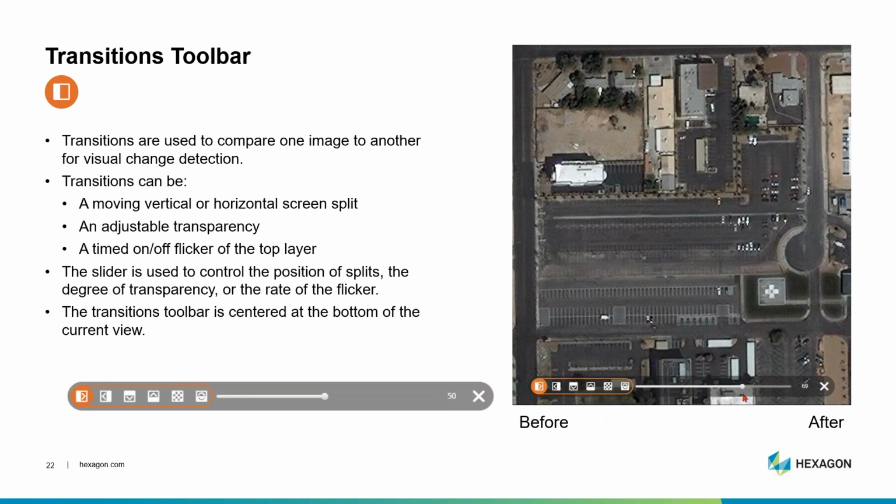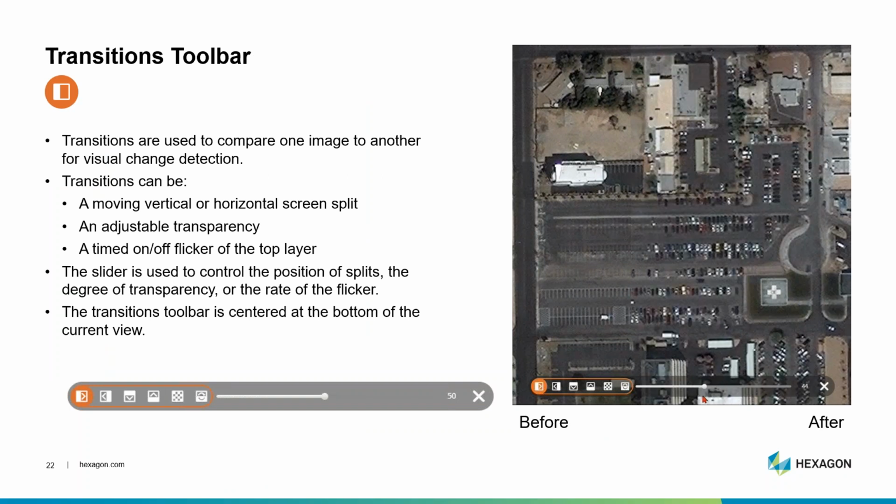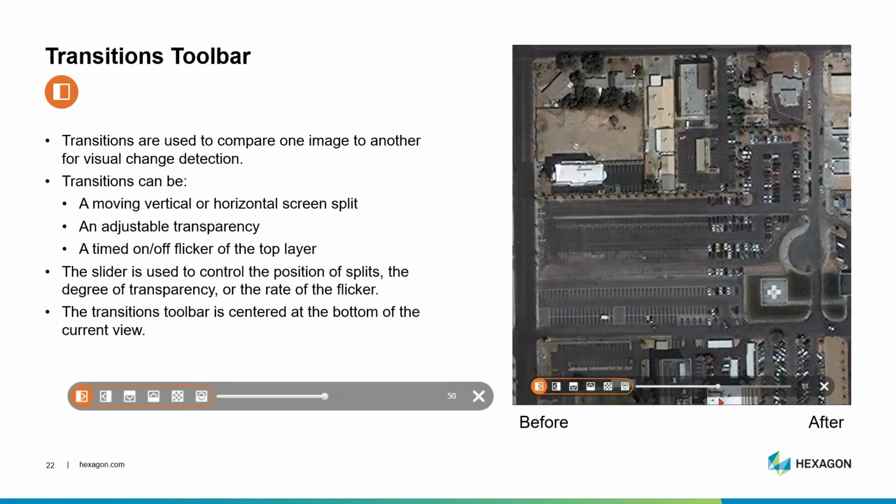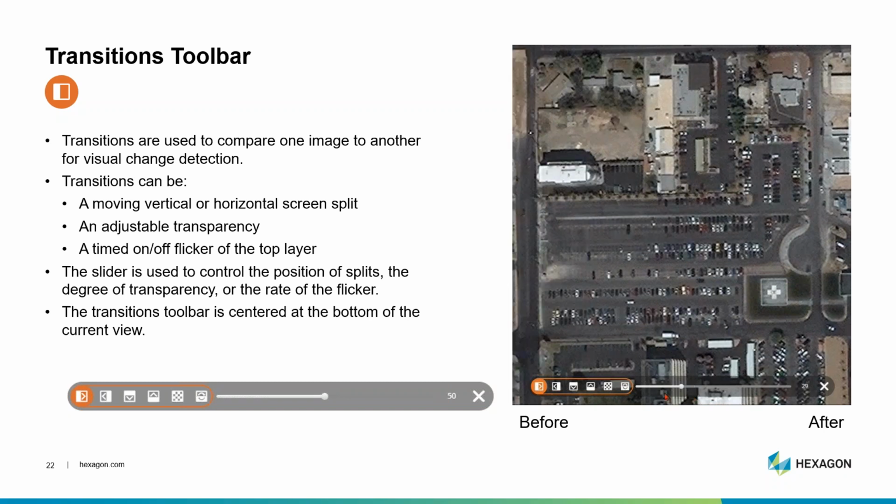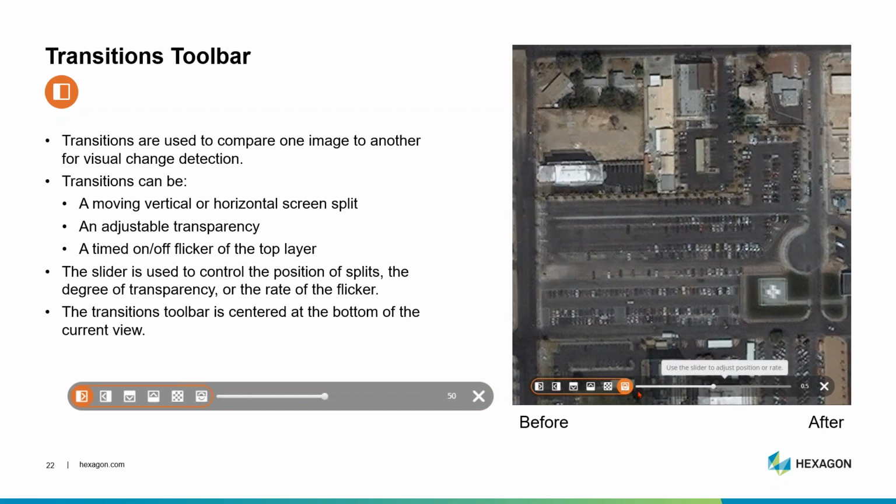I can also stack the different images together and compare the image using the transition tool. So there are a few options for the transition tool. I can do the left, right, or the up, down swipe, or I can use the transparency or flicker option. All this allows me to quickly see the difference and changes between the images.